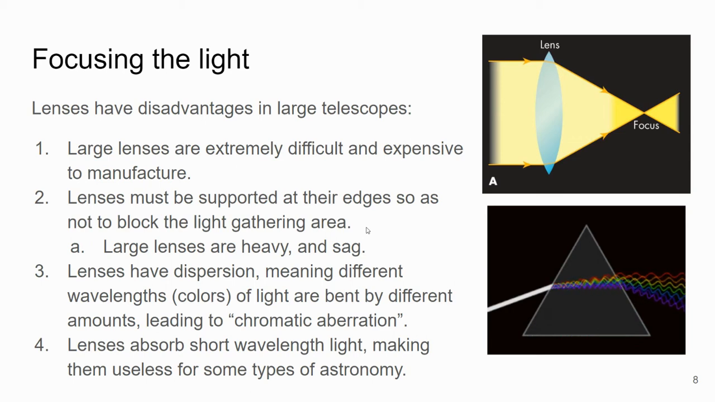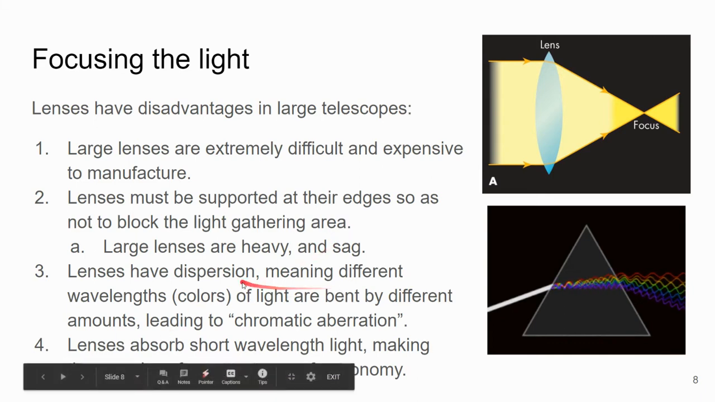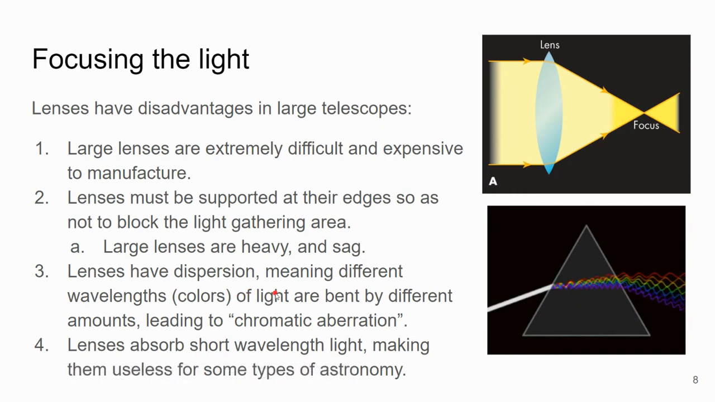Now, lenses have dispersion, which we learned about last chapter, meaning the different wavelengths of light are going to be bent by different amounts. They're going to spread out. They're not going to come to the same focal point, and you get what's called chromatic aberration.